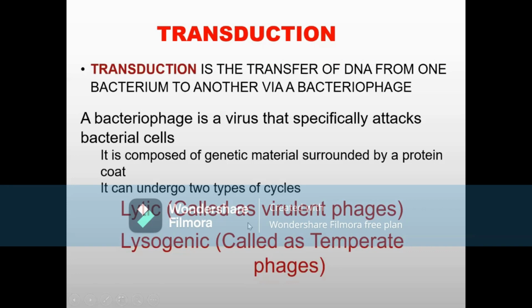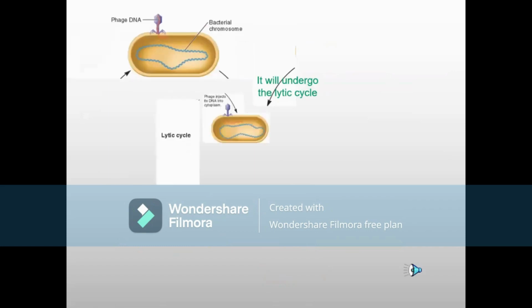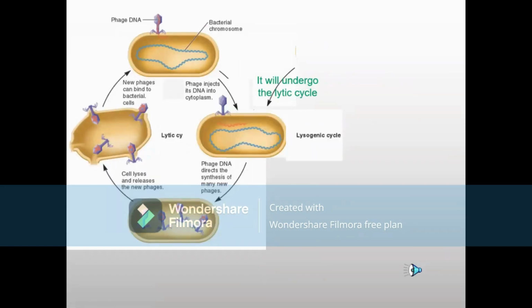Those bacteriophages which multiply via the lytic life cycle are called virulent phages. And those phages which multiply via the lysogenic life cycle are called temperate phages. So always remember about the virulent phages and the temperate phages. So we are going to see here the steps in the lytic and lysogenic life cycle. In the lytic cycle, what are these steps?